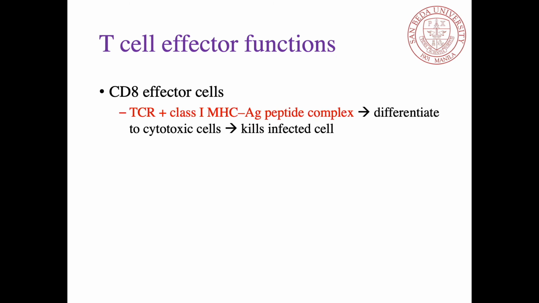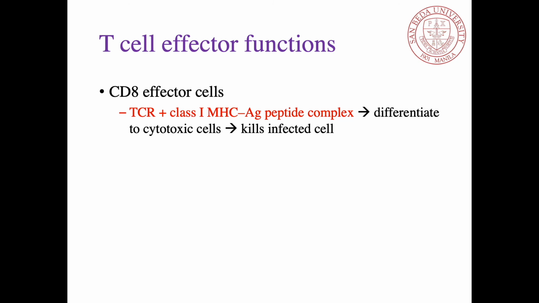And as you could recall, it involves the interaction between your T cell receptor and class 1, okay, class 1, not class 2, class 1 MHC, okay? So basically the class 1 MHC antigen complex, which is present on the antigen presenting cell, when it interacts with your TCR on your CD8, they eventually differentiate into cytotoxic cells.